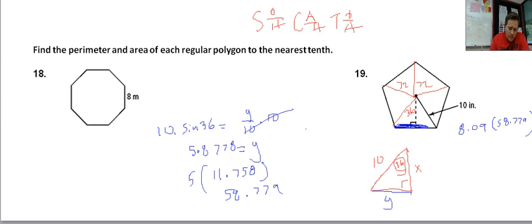So that is my perimeter, which is 58.779. So I take that, I multiply it by 8.09, and then remember, once I get that, I have to also divide it by 2. So I take that and I divide it by 2, and my final answer, my area finally is going to be 237, round to nearest tenth, 0.8, square inches. Perfect.